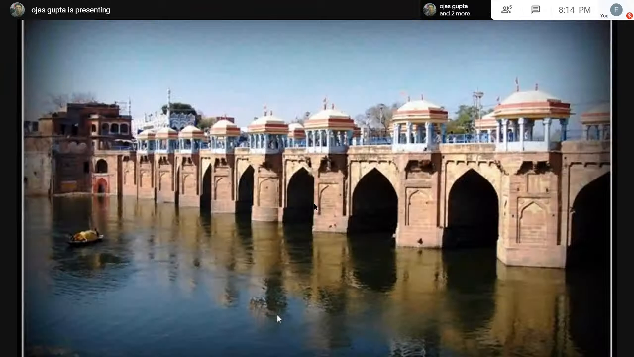So this is my hometown Jaunpur. It was a center of great learning during medieval India, and that is why it was known as Shiraz of the East.